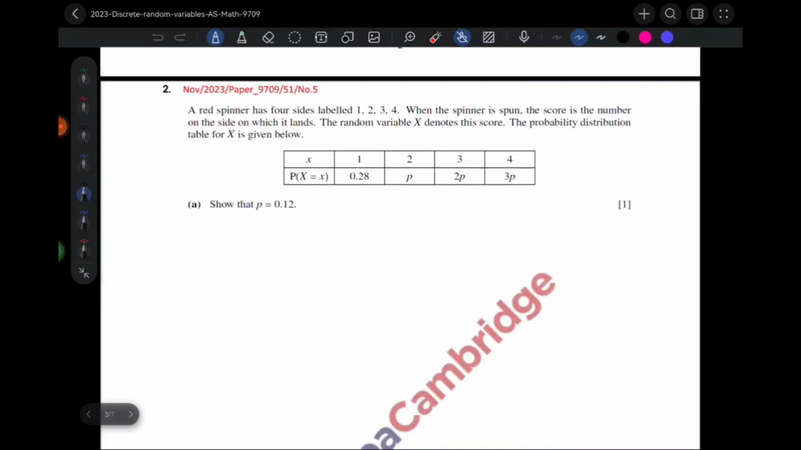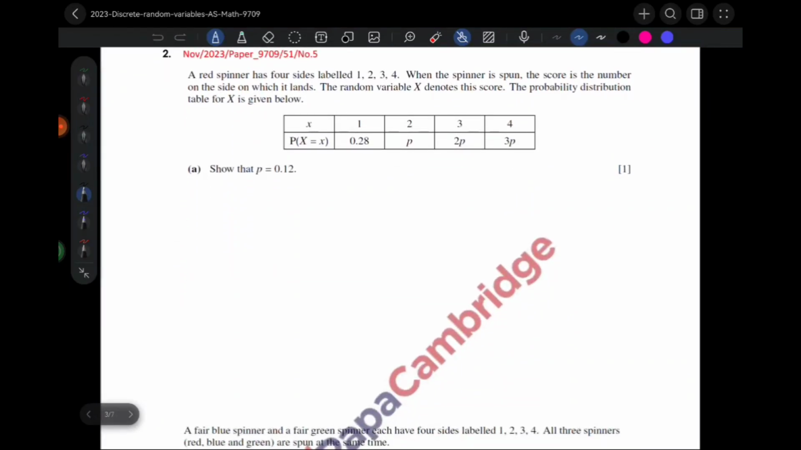Let's see number 2. A red spinner has 4 sides labeled 1, 2, 3, 4. When the spinner is spun, the score is the number on the side on which it lands. The random variable x denotes this score. The probability distribution table for x is given below. Show that p equals 0.12. This is only one mark.